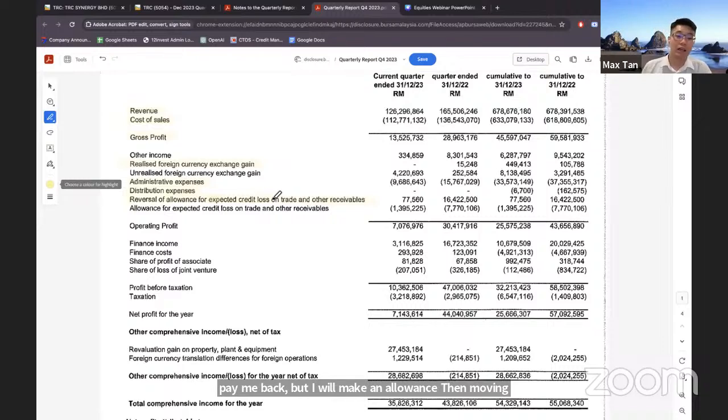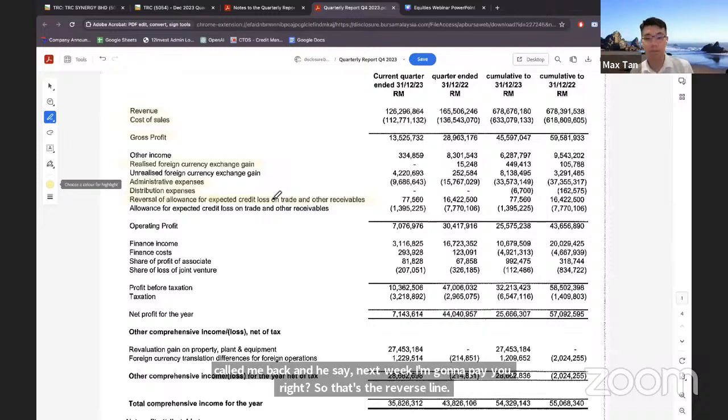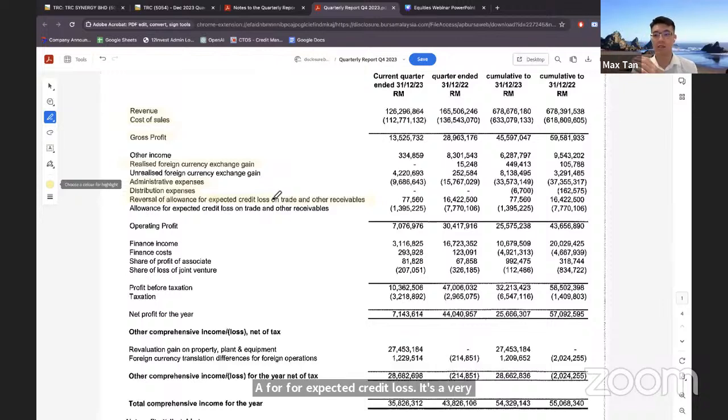Then moving deeper, another more complex layer: reversal. That means the expectation changed. He called me back and said, next week I might pay you, right? So there's a reversal of allowance for expected credit loss. It's a very long name. I'm not going to read it all, but yeah, there are a lot of funny and interesting elements in the financial report.